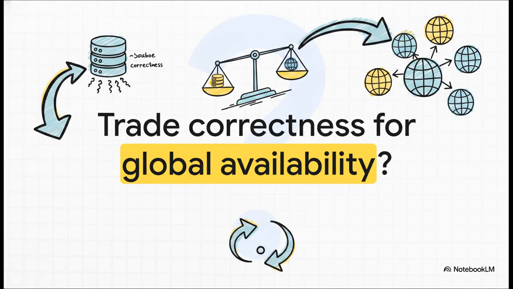Which leaves us with a critical question to ponder. When you're mapping out your next system design, and you're looking at your user base and your business requirements, are you willing to trade absolute data correctness for global availability? It's a compromise you'll inevitably have to navigate.